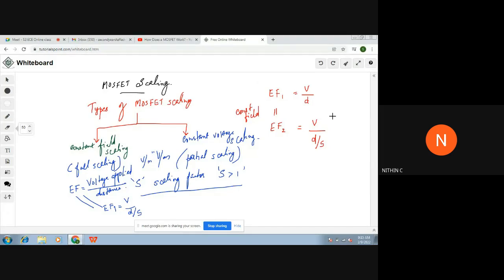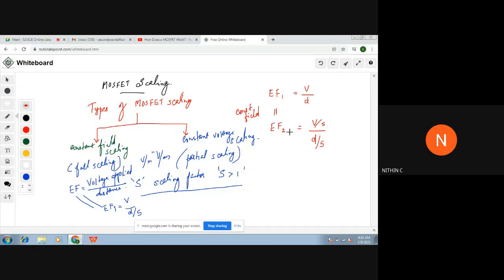Tell me. This is constant field scaling, right? It is not constant voltage scaling. I can scale down the voltage also, right? Now if both sides are equal, then V by D has to be equal to V by D by S, so I need to scale down the voltage also. If I do this process, now these two are equal. We cannot scale the dimension alone. We will be scaling down the voltage also by the same factor in order to make the electric field constant.